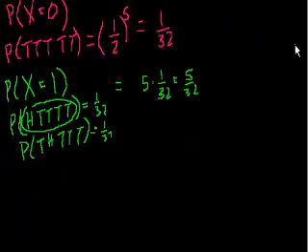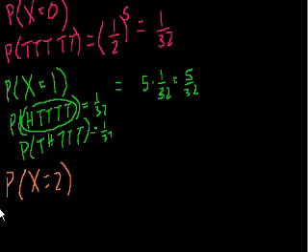Now it gets interesting. I'll do each of these in a different color. What is the probability that my random variable is equal to 2? So I flip the coin 5 times. What is the probability that I get exactly 2 heads? Now it becomes a little bit interesting. So what are all the situations? I could have heads, heads, tails, tails, tails. I could have a head, tails, heads, tails, tails.